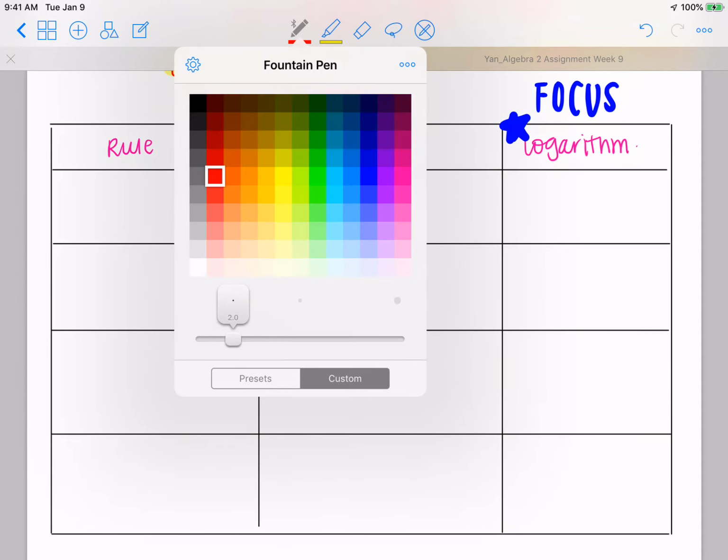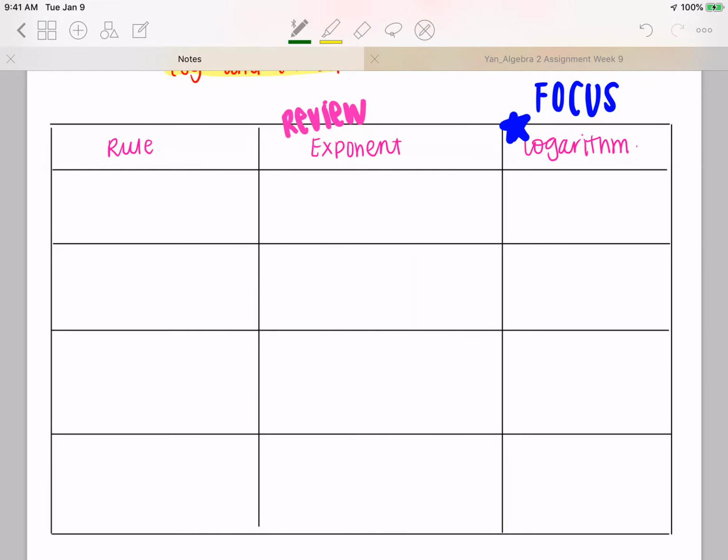So let's start off with the first rule called zero property. Okay, there's the review column, which is exponents. It's something that you kind of already know. And then there's a focus column, which is going to be useful for your homework later. And that's mainly the column that I want you to focus on.